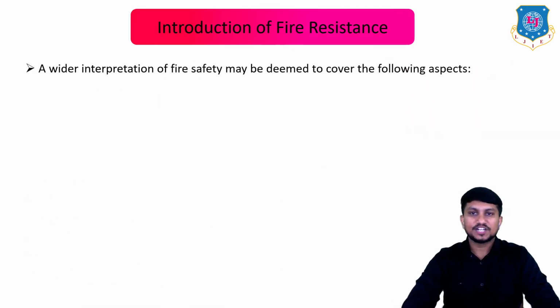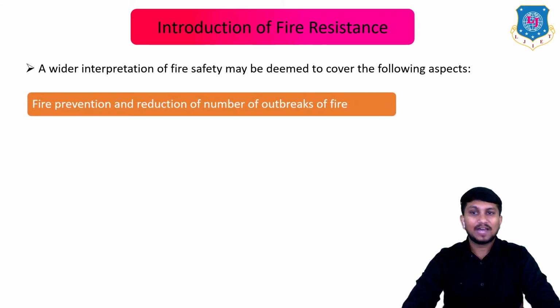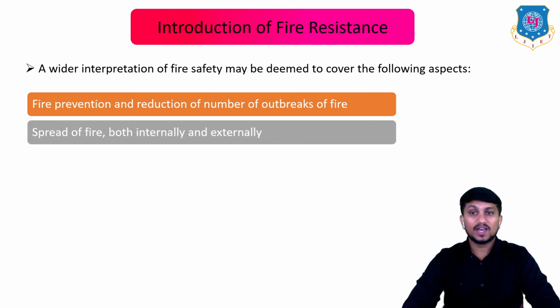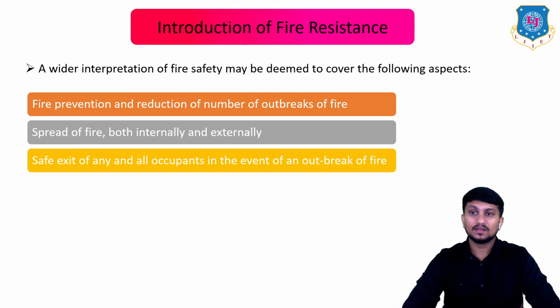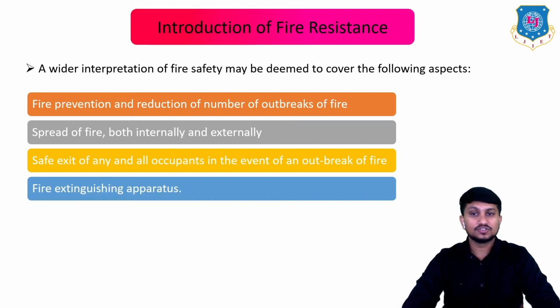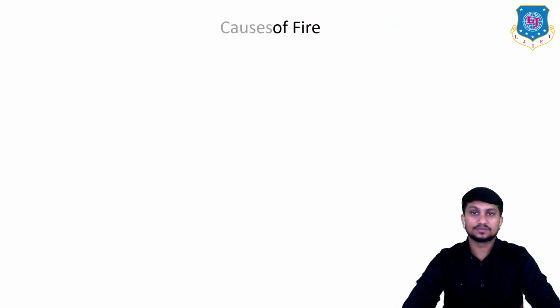A wider interpretation of fire safety may be deemed to cover the following aspects: fire prevention and reduction of number of outbreaks of fire, spread of fire both internally and externally, safe exit of any and all occupants in event of an outbreak of fire, fire extinguishing apparatus, etc.